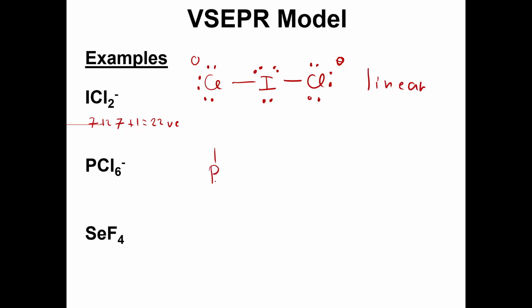PCl6, 1, 2, 3, 4, 5, 6 chlorines around it, all singly bonded, same idea as here.